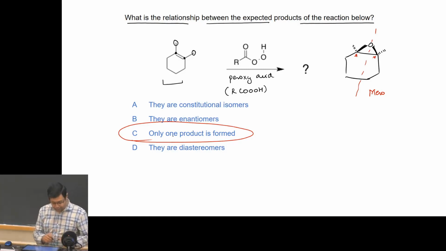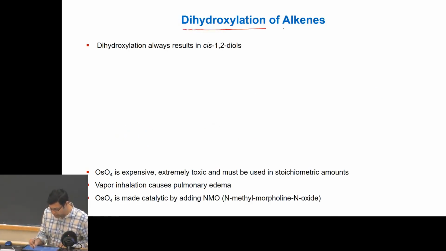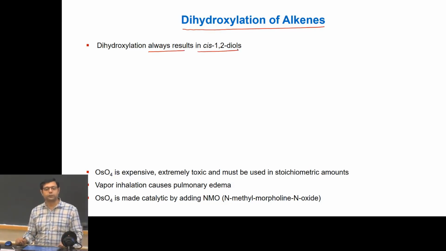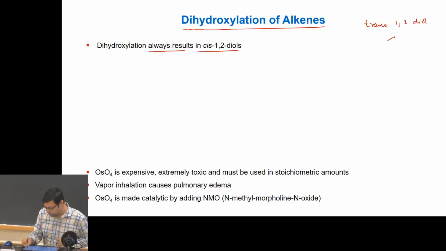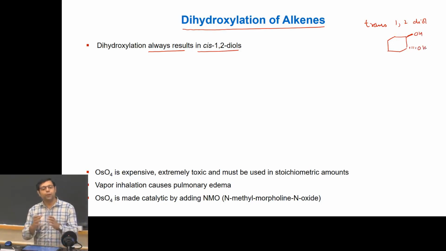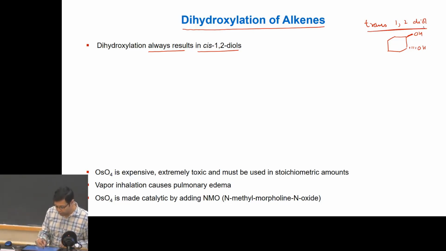Now the next reaction in this chapter is called dihydroxylation of alkenes. Dihydroxylation reaction always results in cis 1,2-diols. Now in the last lecture, we saw how you make a trans 1,2-diol. This is an example of a trans 1,2-diol. If you open up an epoxide with the help of H3O plus acidified water, you will get a trans 1,2-diol. Dihydroxylation reaction always gives cis 1,2-diols.